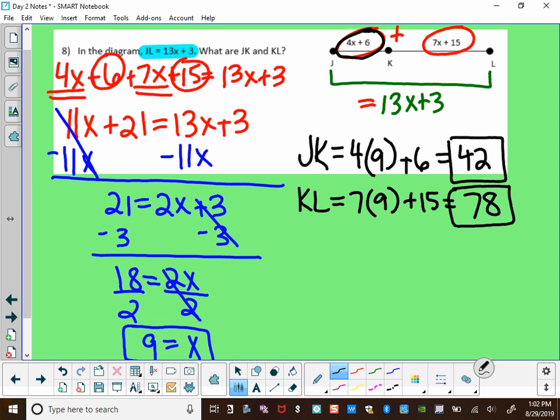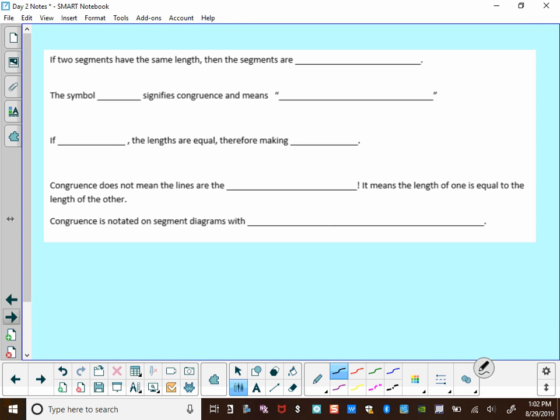I've got to write some more definitions really quickly. All right. If two segments have the same length, the segments are congruent. This is a word that we will be using a bunch, so make sure that you know what congruent is. That means two segments have the same length. And we'll eventually learn about angles that are congruent too. The symbol to show congruency is an equal sign with a little squiggly line on top of it. That means congruent.